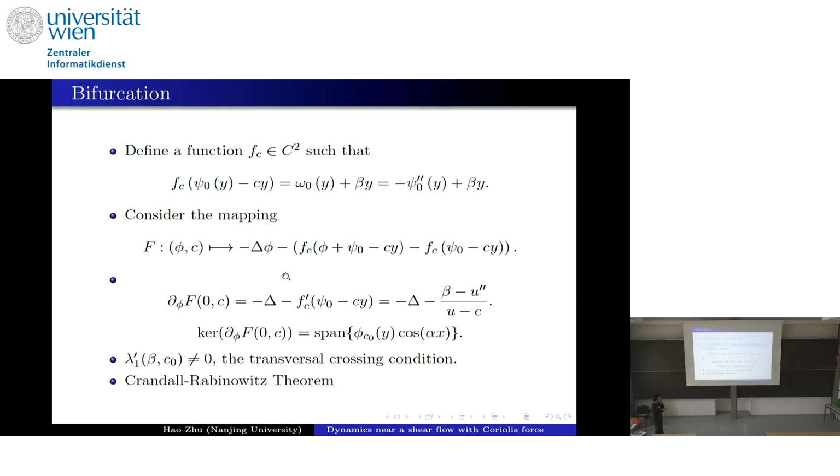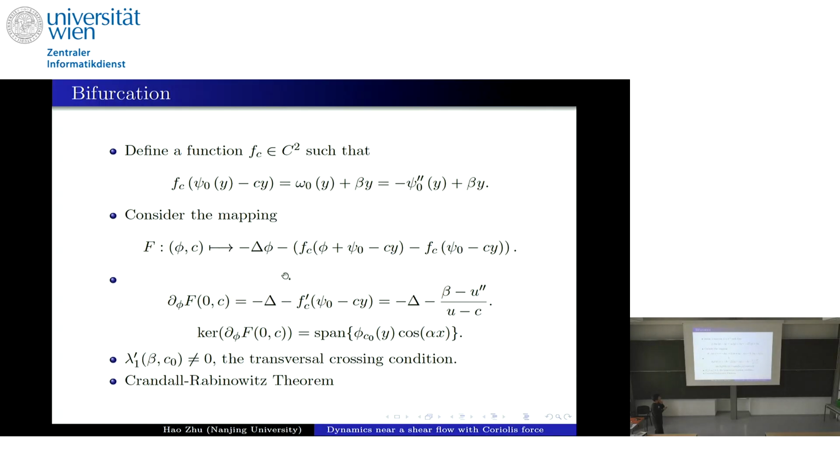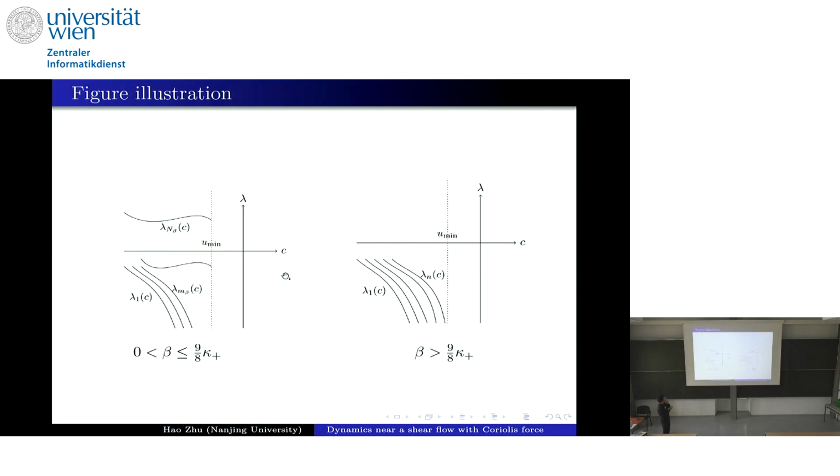And how can we find such a critical value? I just explain it by this picture. If beta is less than a critical value, then there are at most finitely many eigenvalues that tend to negative infinity as C converges to U minimum. And if beta is larger than this critical value, then infinitely many eigenvalues will tend to negative infinity.